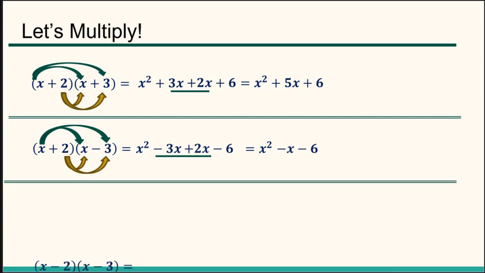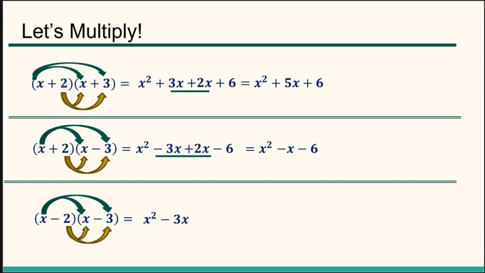All right, let's play again where everybody is a minus sign here. So x minus 2 times x minus 3. Same thing, distribute the x. Distribute the minus 2. Watch this distributing the minus 2. That's where I see most of the mistakes students make. X times the x is x squared. X times the minus 3, that's minus 3x.